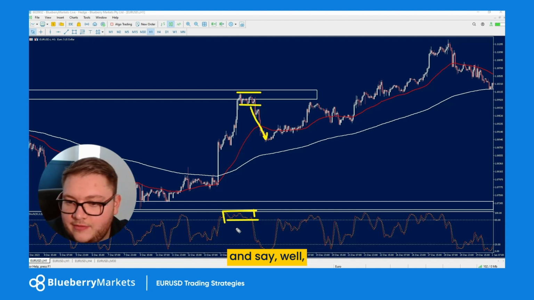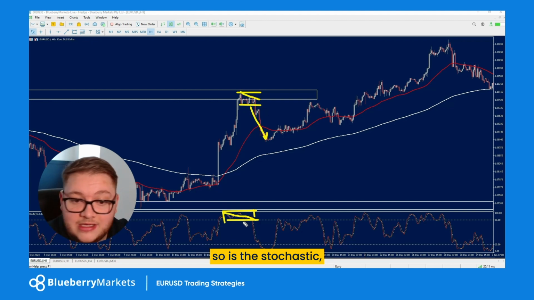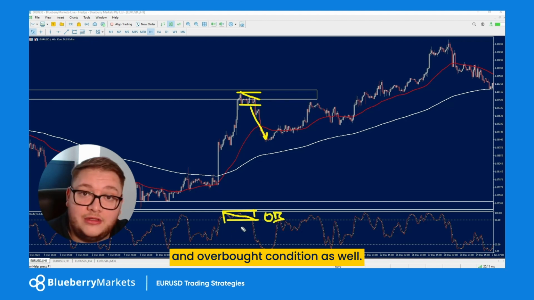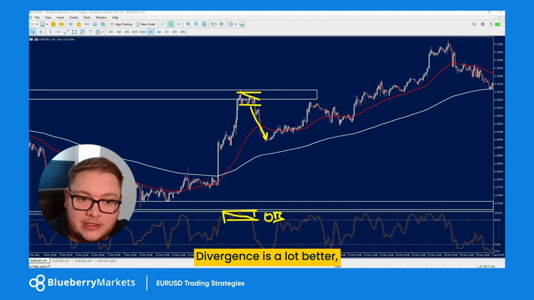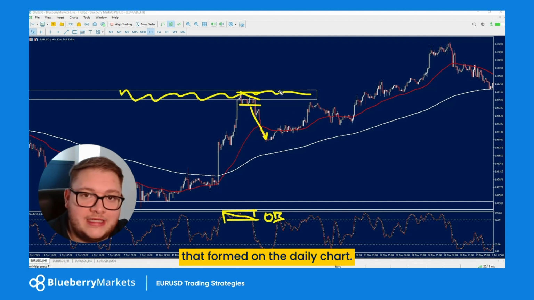Now you could look at that and say, well, we don't really get any divergence there per se. The market is making lower highs, so is the stochastic, but you can look at it that price is in an overbought condition as well. Divergence is a lot better, but still, it's that area of resistance that formed on the daily chart.